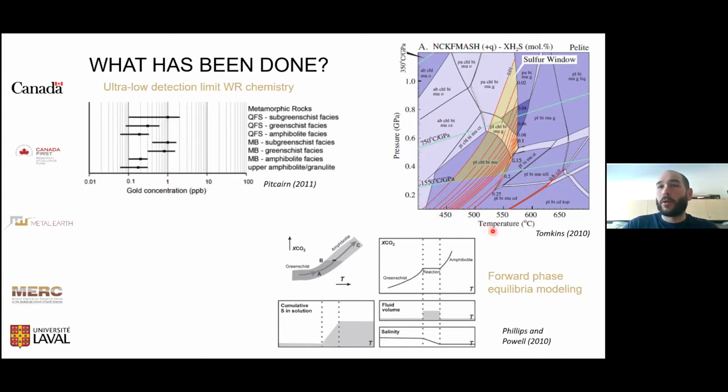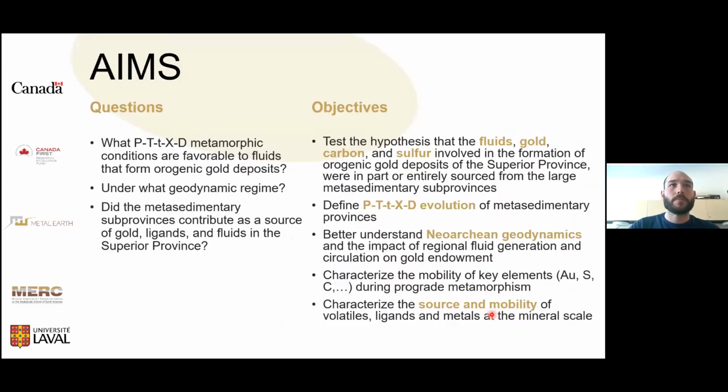On the other hand, people have done some forward phase equilibrium modeling. Those are just two nice examples. One from Tomkins, for example, where he tried to model the behavior of sulfur in the PT space during prograde metamorphism. But we can also think about tracking the fluid composition in terms of carbon dioxide, in terms of salinity. Those are things that we aim to do for the next 3 years.